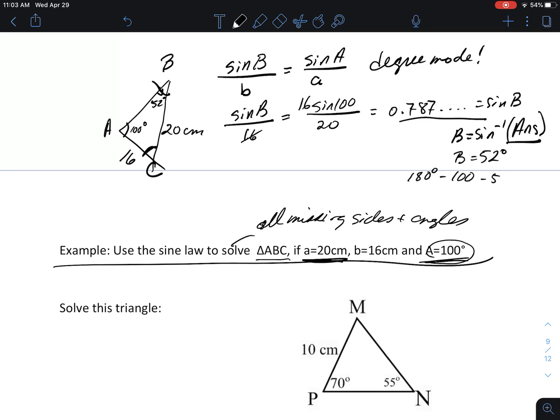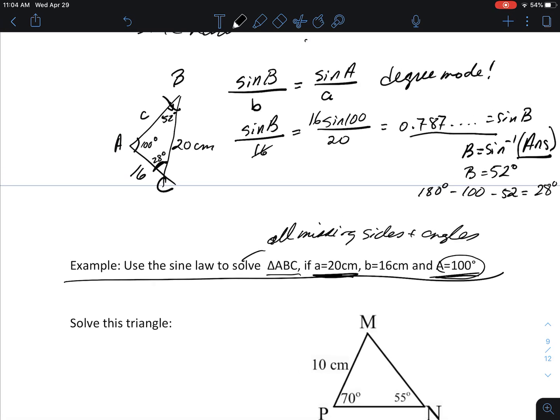So now I know that B up here is 52 degrees. Well, now I can use the 180 degree rule, 180 minus 100 minus 52, and that's going to give me angle C, which is 28 degrees. So I'm well on my way to solving this triangle. And now I cannot use Pythagoras' theorem to find side C, the missing piece of information. I need to use the sine rule again. Okay, so remember, when it's not a right triangle, I can't use a lot of those things that I learned in the past, except for the 180 degree rule. That's true in any triangle.